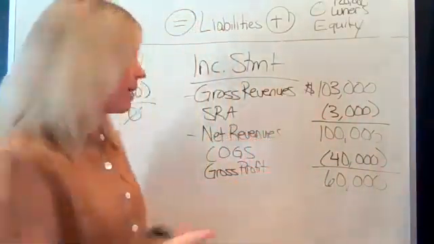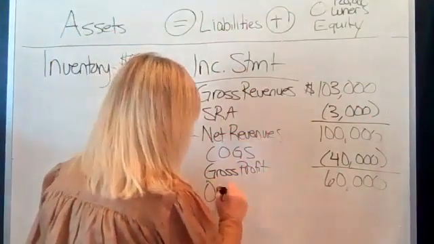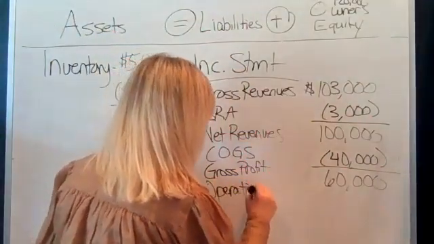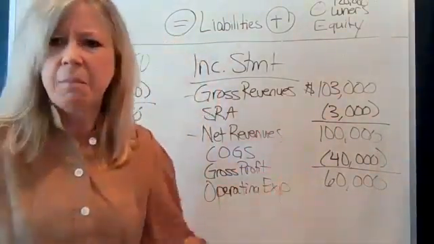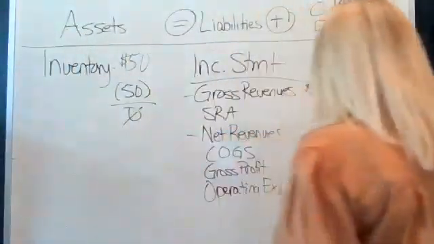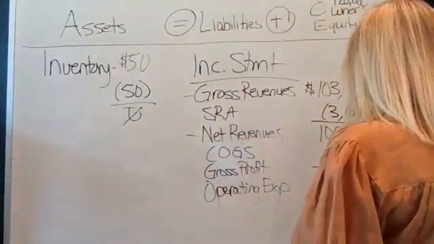But again, we still have other expenses. I'm just going to lump them all together and call them operating expenses. And again, I'll make up another number. I'll say those were $20,000.